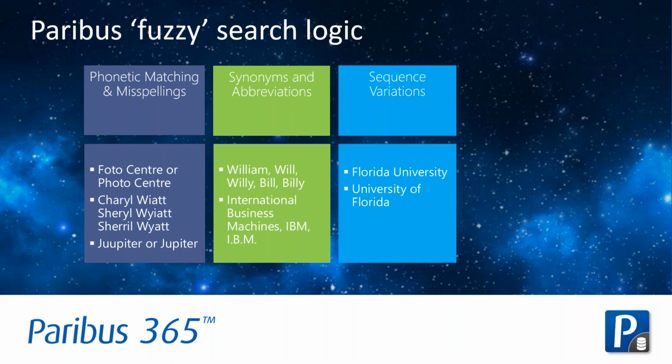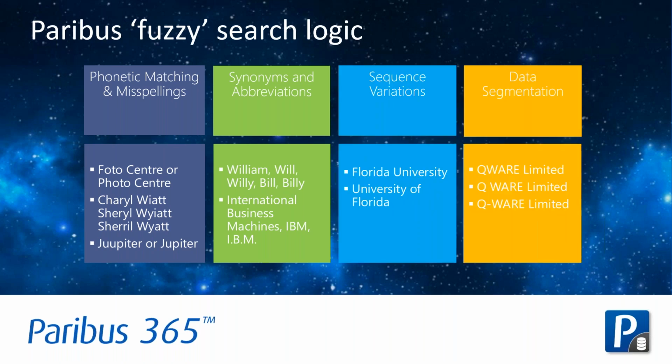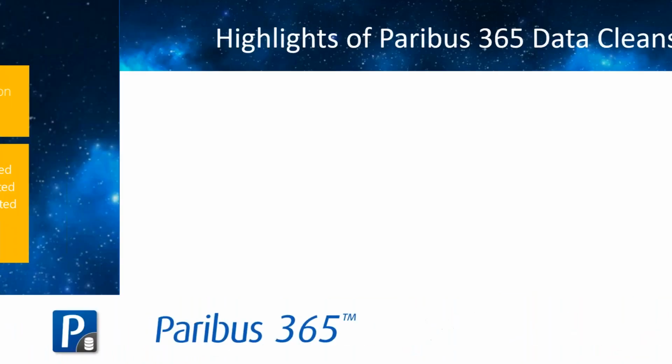Sequence variations, whether it be Florida University, University of Florida, and even data segmentation. We don't care if there's spaces, hyphens, underscores. These will be potential matches as you go through, all right? So let's take a look at how all this works.